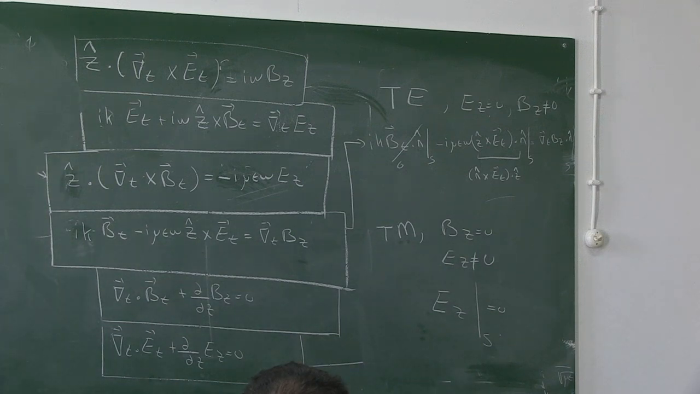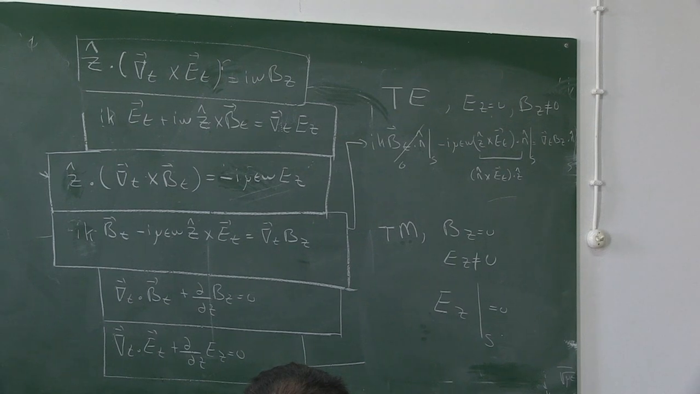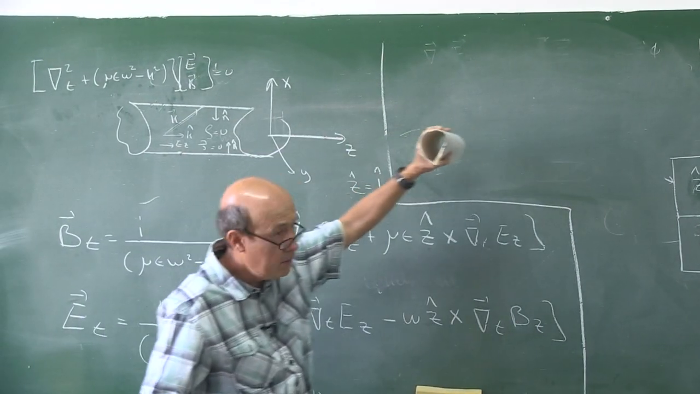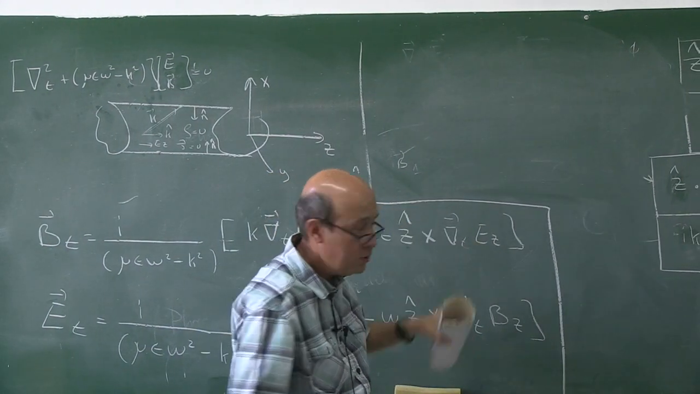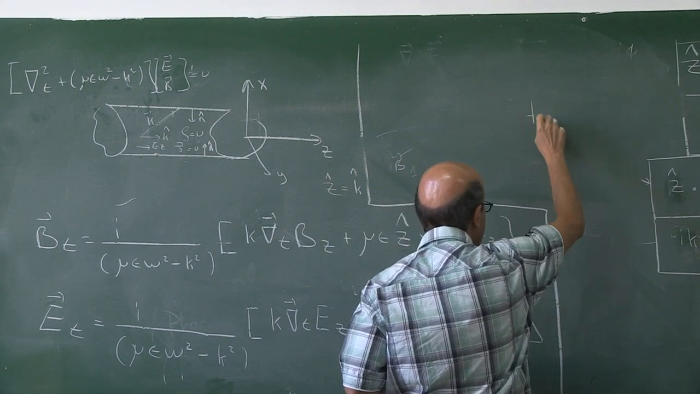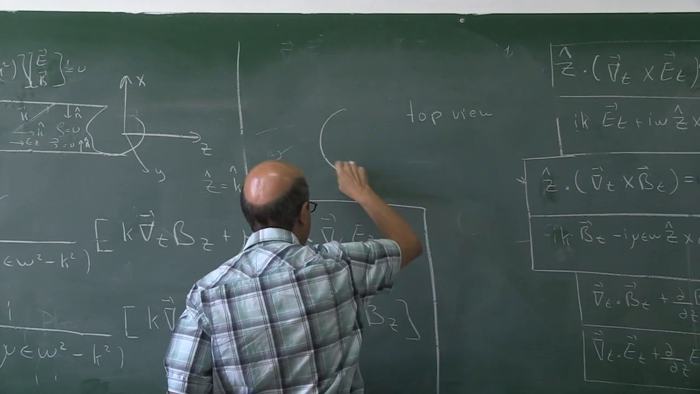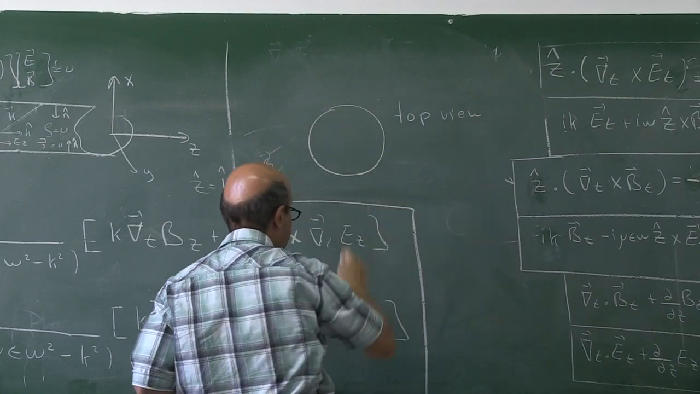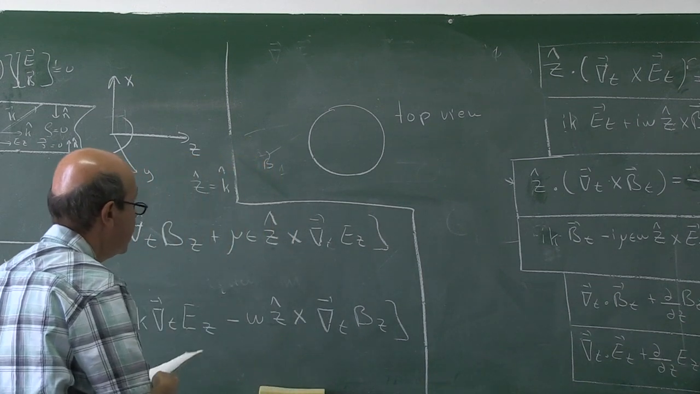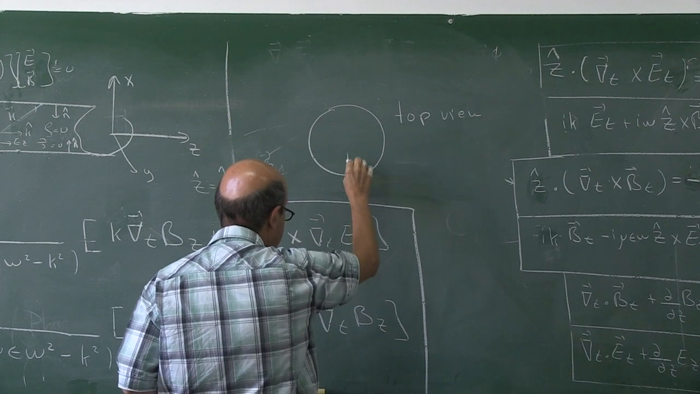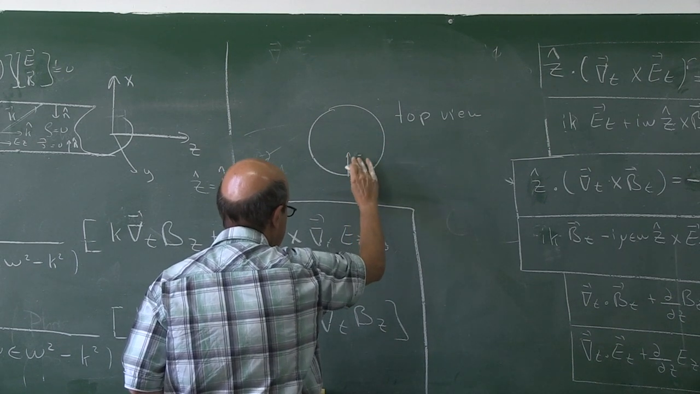Can I look at this problem in a top view? So this is the guide, looked at from the top. If you look at this from the top view, this is the guide. Where is the n? N is inward.